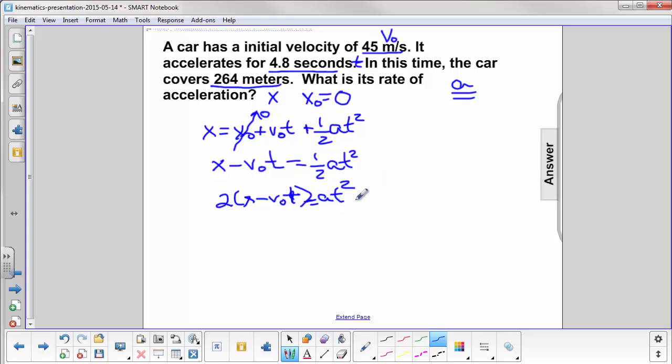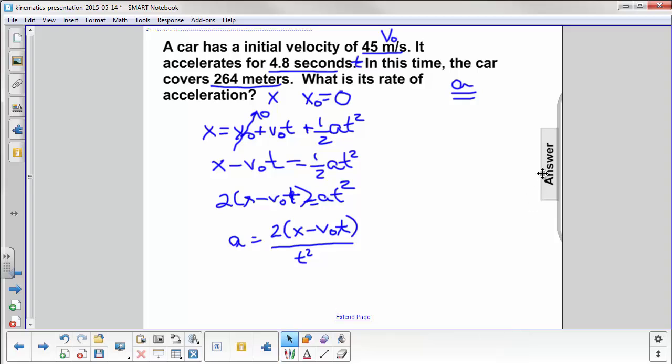We now have to divide through by t squared, and we'll put a on this side. So I have a equals 2 times x minus v0t, divided by t squared. Once again, if you get that far, you have shown your teacher you know what's going on with the equation and the physics, and all that's left to do now is substitute in the numbers.